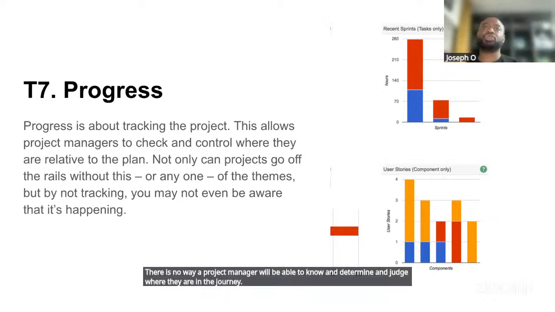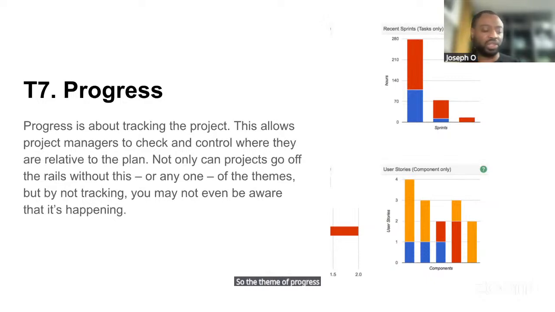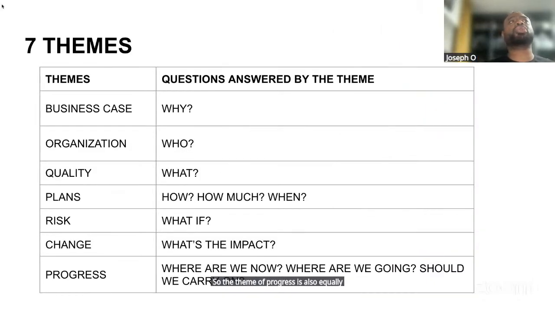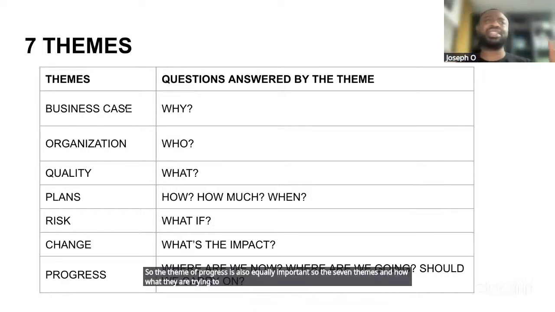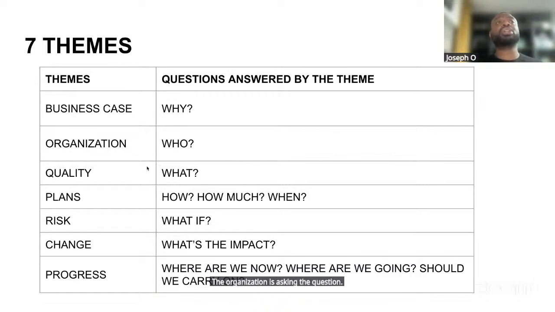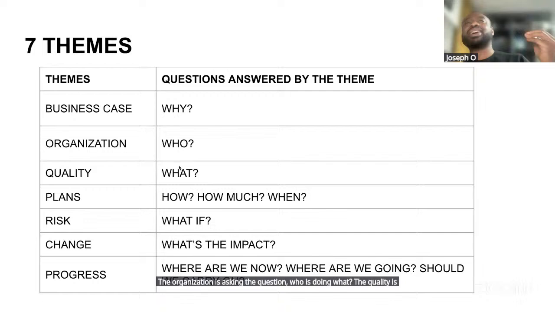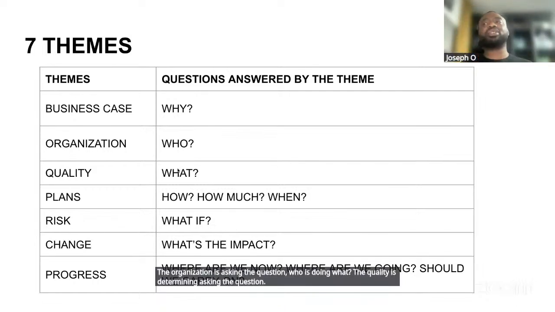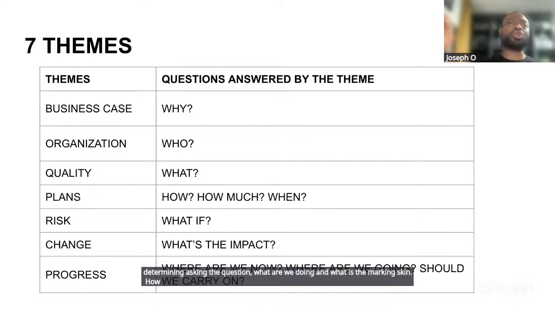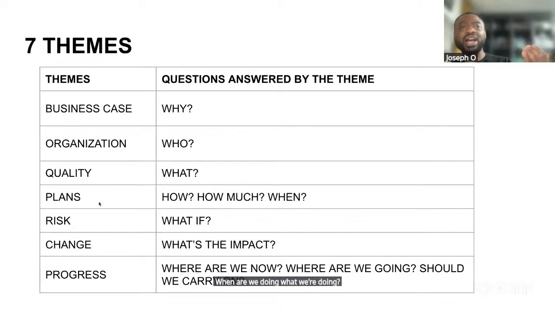So the theme of progress is also equally important. The seven themes and what they are trying to achieve: the business case is asking the question why. Why are we doing what we're doing? The organization is asking the question who is doing what. The quality is asking what are we doing and what is the marking scheme? How will I say it, as passed or failed? The plans is saying how much, when are we doing what we're doing, and how are we doing it?